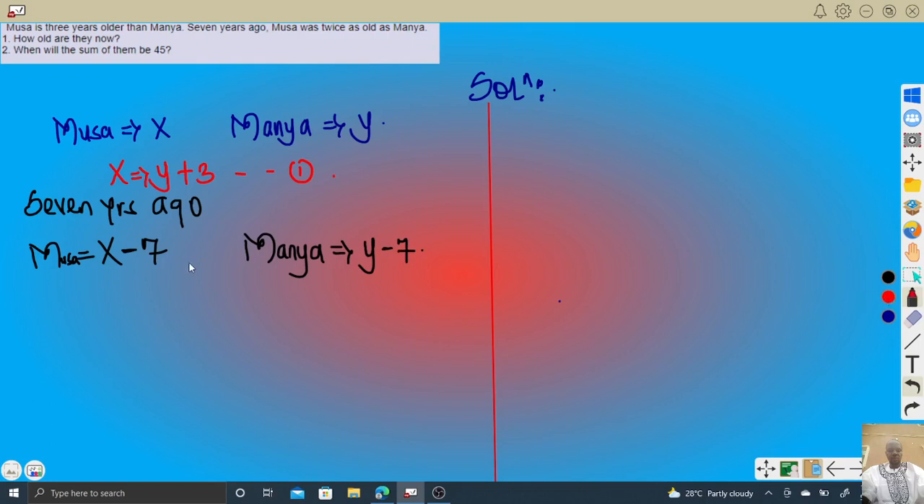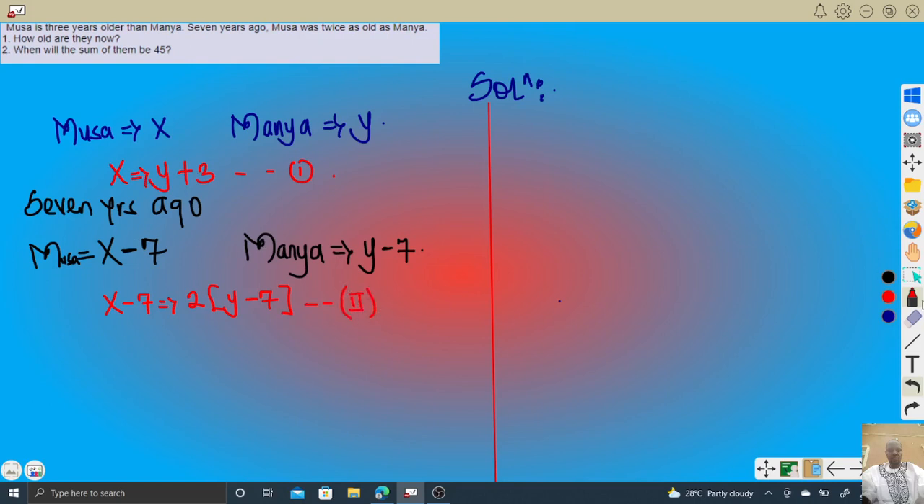So 7 years ago, Musa was twice as old as Maya. So this is Musa 7 years ago. Twice means 2 times as old as this, which is Maya, y minus 7. I hope students understand this. So how old are they now? You need to solve the equation. So I call this equation 2.